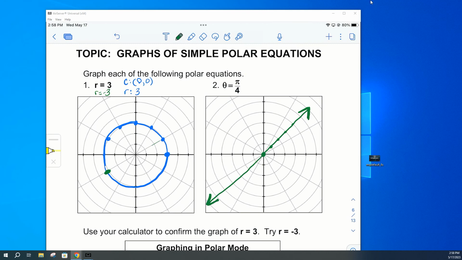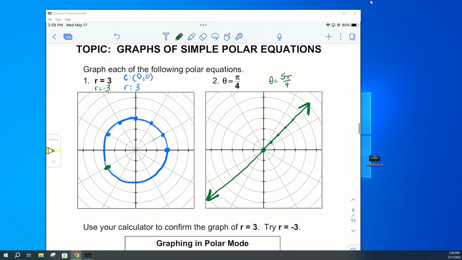Obviously, are there other things that would give you that graph in polar? Yeah. Hopefully you would say, if I said give me another name for that, theta equals 5 pi over 4 would graph the exact same line. Good. Okay.